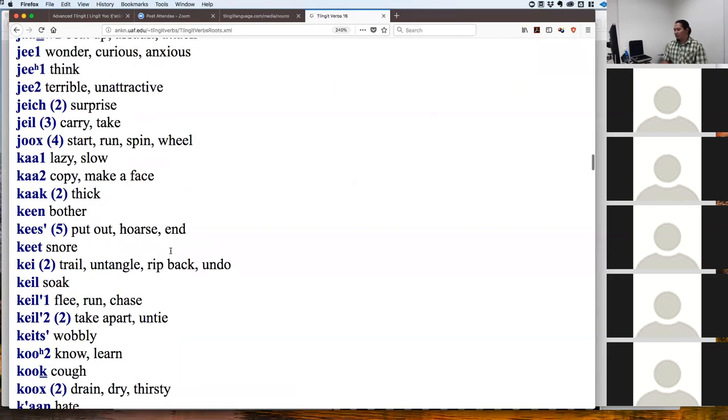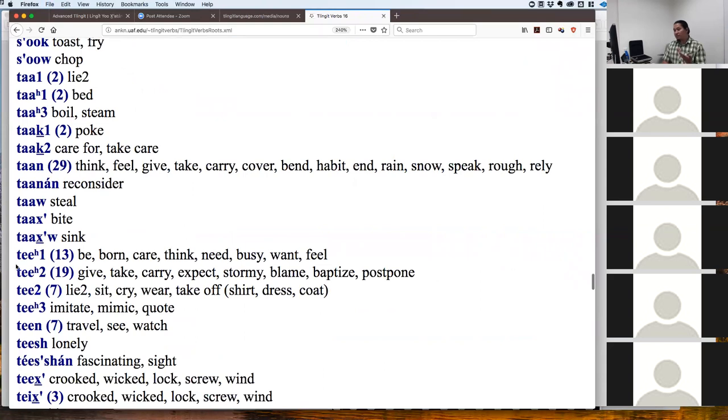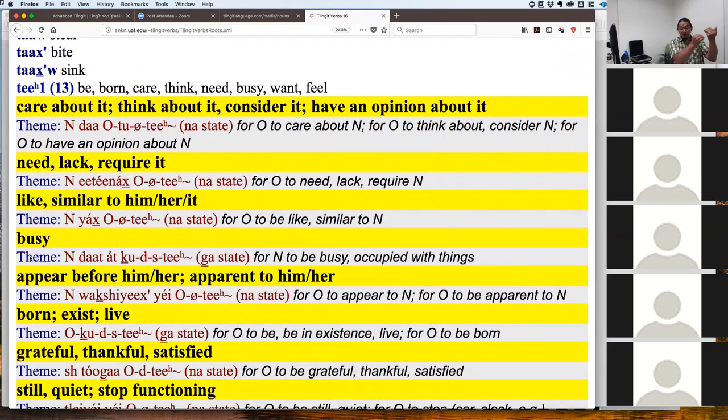So we're going to go down and find the verb ti, which is to be born, or just to be. This is telling you there's a verb root ti. When we expand it, each of these in yellow means those are separate verbs. The ways you make a verb in Tlingit are you either change the classifier, or you add a thematic prefix, or you put some stuff before the verb. Those are the three ways you can make new verbs in Tlingit.